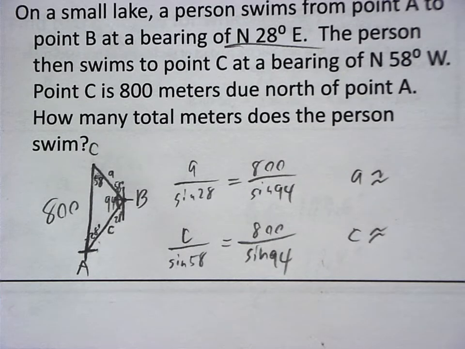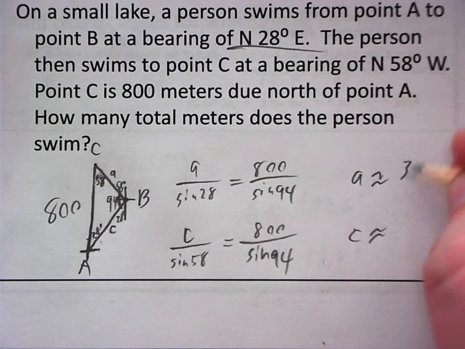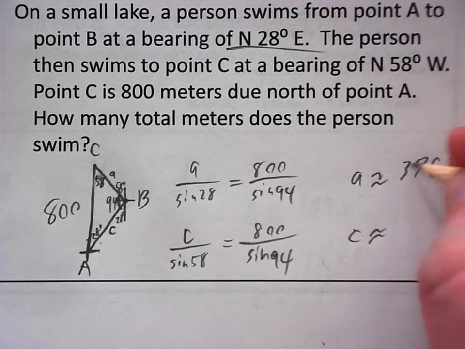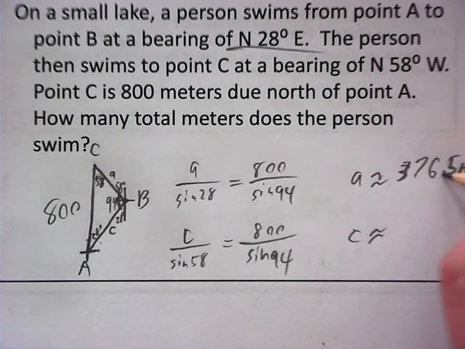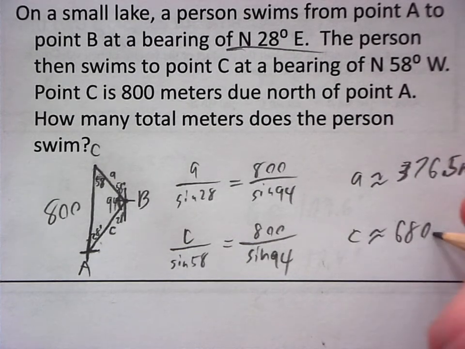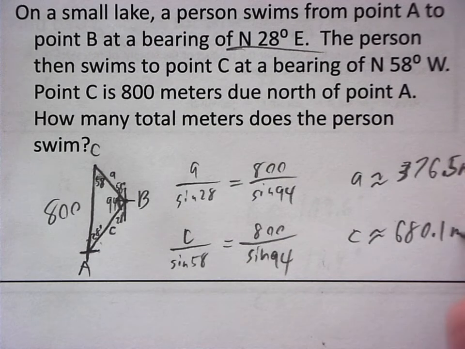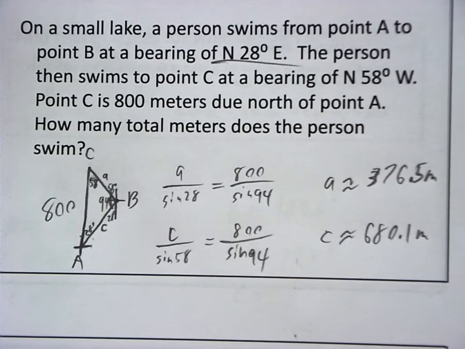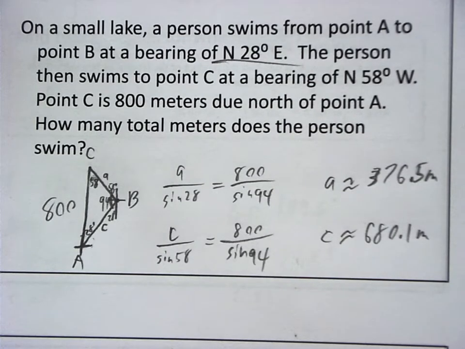What do you get for A? 376.5 meters. What about for C? 0.1 meters. So then, how many total meters did the person swim? Figure it out. All right, I'll do the math for you real quick. Like 1,056.